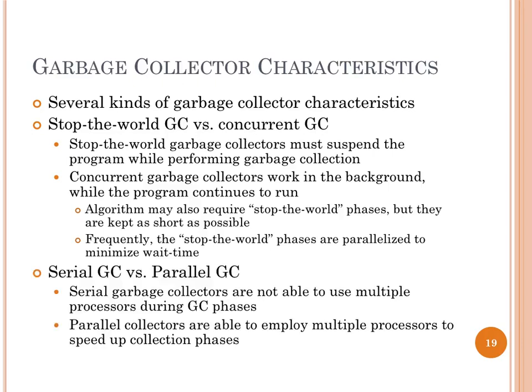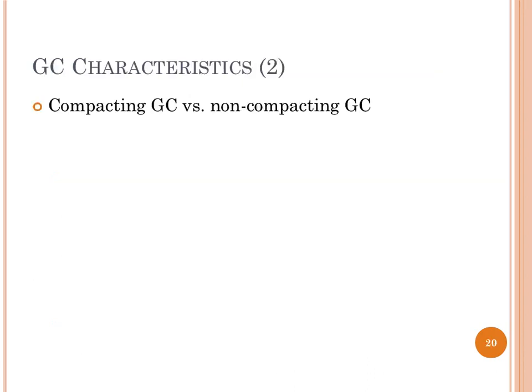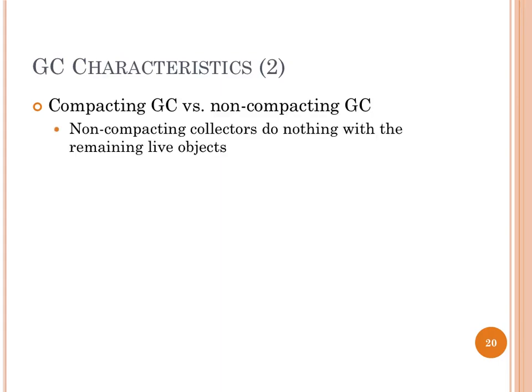Then you have serial versus parallel garbage collection, where you imagine that during the garbage collection processing, can I use multiple processors or not? If you can't, then it's serial garbage collection. Parallel garbage collection would use as many processors as are available to speed things up. And then the most important one, perhaps, is compacting versus non-compacting. Compacting takes all that free space it identified and smooshes all the objects together, making sure that the free space is as large as possible. Non-compacting collectors don't do that or can't do that.